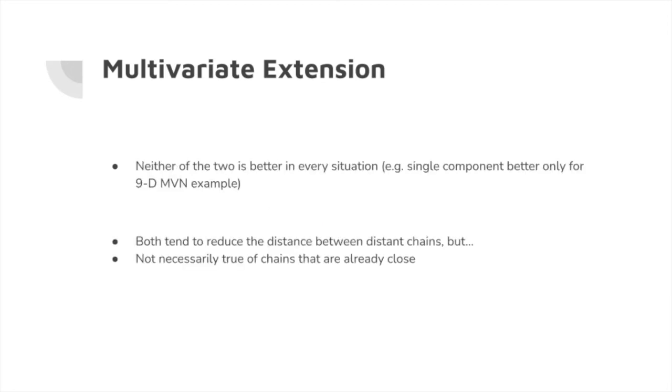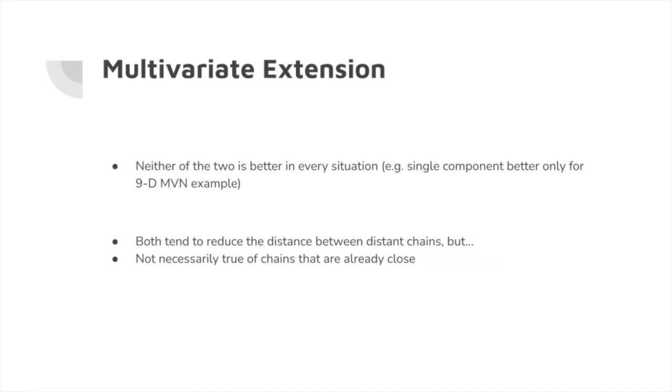Neither of these two strategies, neither single component nor our multi-dimensional grid, is better in every situation. For instance, Neal does a 9-dimensional multivariable normal example where the single component idea is better, but he himself remarks that that's just by luck. But both tend to reduce the distance between distant chains, and neither is necessarily good for reducing the distance of chains that are already pretty close.